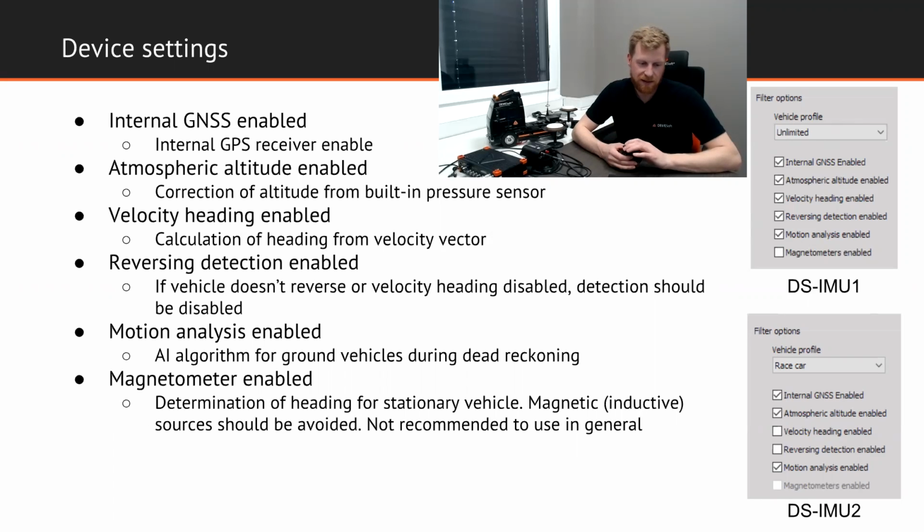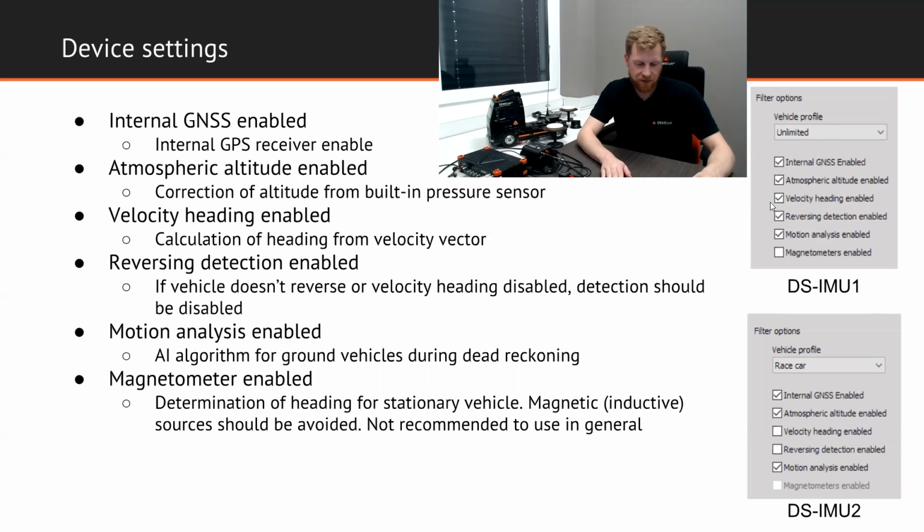We have another setting for magnetometers, and this is the determination of heading for stationary vehicles using a compass. But this is a setting that we don't recommend for vehicles, because there's often some magnetic disturbance. The velocity heading will give you a much better output, or especially if you have DS-IMU2, the dual antenna option should be used, and it will always give out really accurate heading.